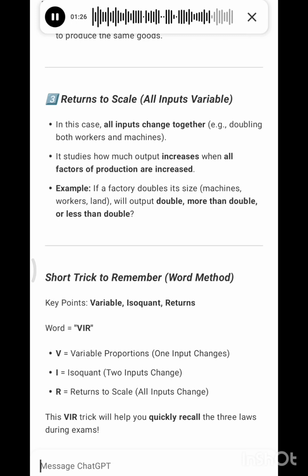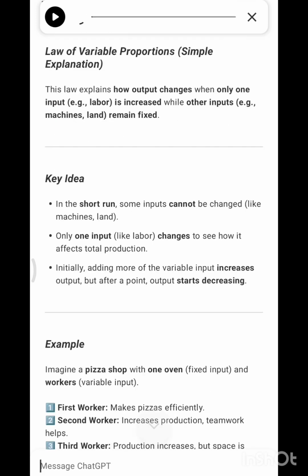Short trick to remember, word method. Key points: variable, isoquant, returns. Word equal VIR. V equals variable proportions, one input changes. I equals isoquant, two inputs change. R equals returns to scale, all inputs change. This VIR trick will help you quickly recall the 3 laws during exams.